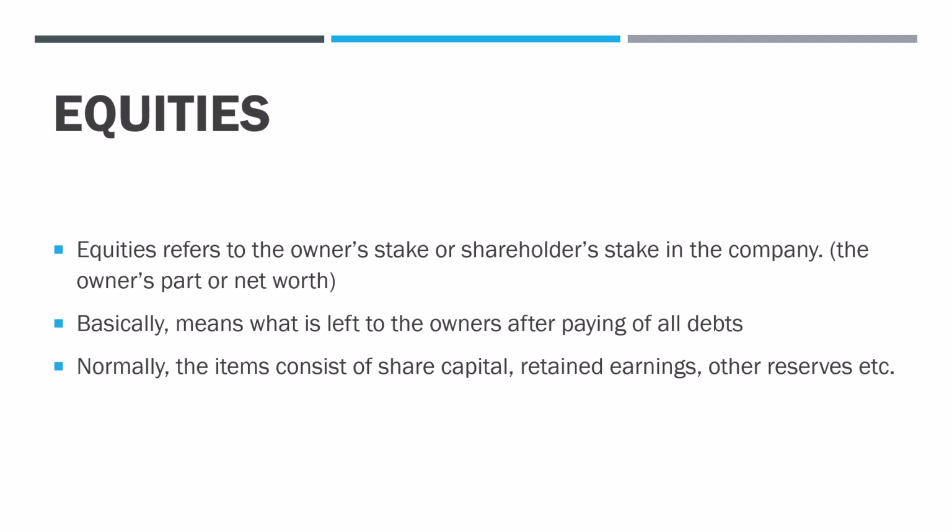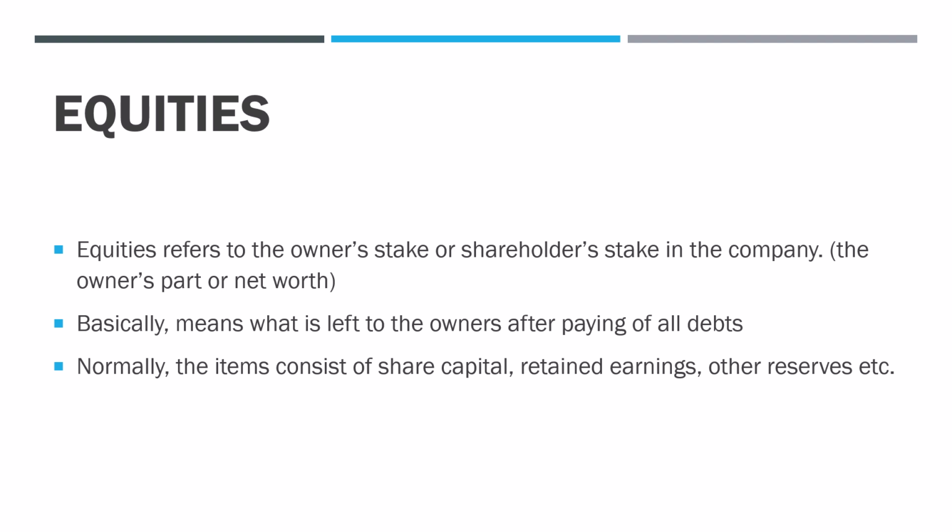Normally, the items that make up the equity section consist of things like share capital, basically the money raised from issuing shares, retained earnings, the profit that the company has kept and reinvested into the business instead of paying out as dividends, and also other reserves.